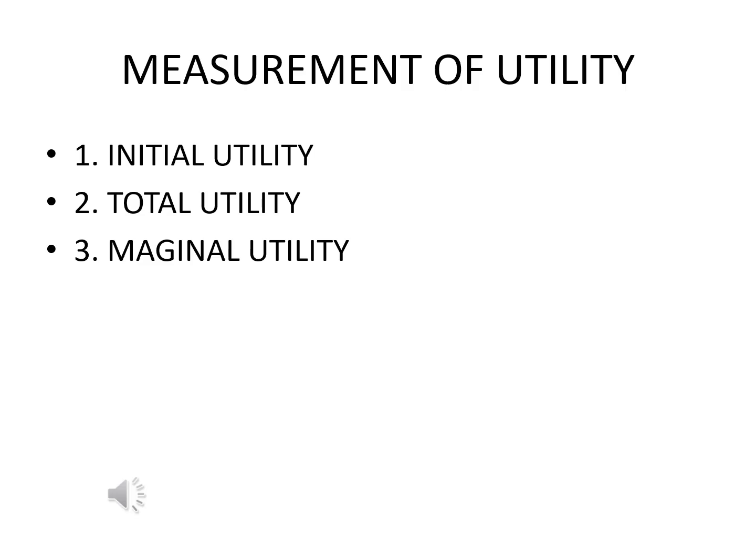The same pattern continues for the fifth unit. Total utility rises from 28 to 30. Marginal utility is 30 minus 28 equals 2. Thus, although total utility is still increasing, the increase has become much smaller.